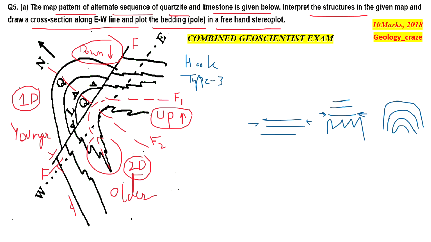The folds are present within the major fold. So there might be an unconformity in between this. And then a fault took place. That will be like this, in overview, on a plane.